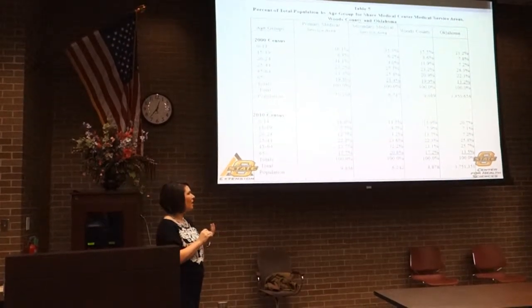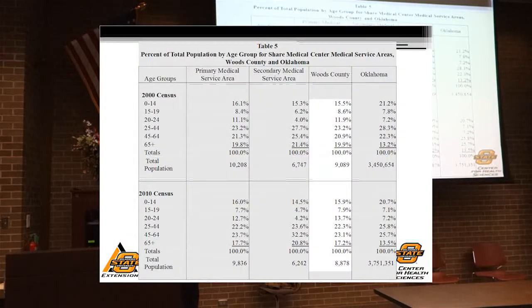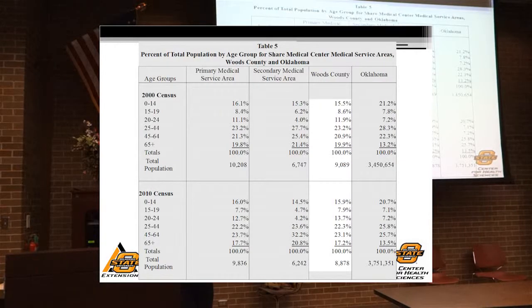Next, we share this data because it's important to know the population you serve, the population that's here locally. One trend that we see across Oklahoma is a growing, not only over 65 population, but 45 to 64. So those folks, the baby boomers, those folks that are getting close to 65 years of age.